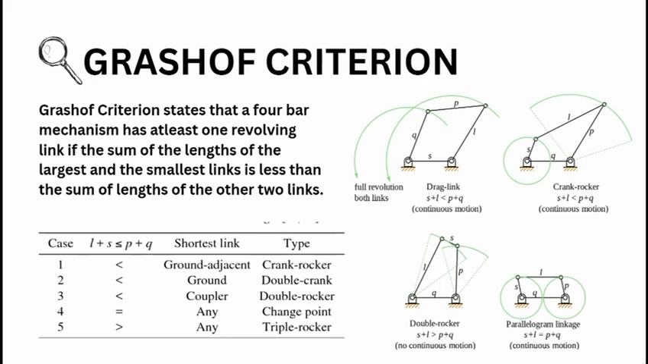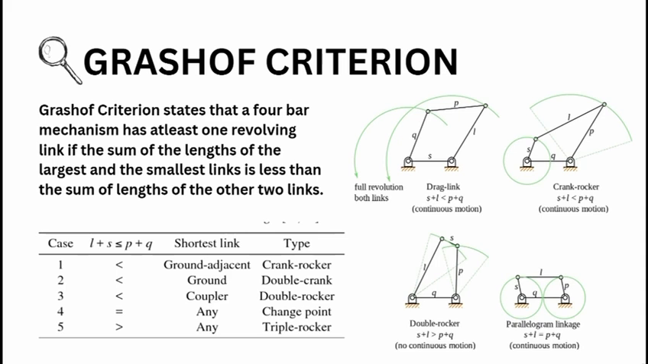Case 2, the double crank. If the shortest link is the ground, both grounded links can rotate fully. This is also known as the drag link mechanism.